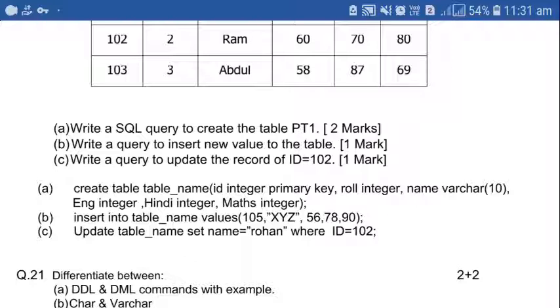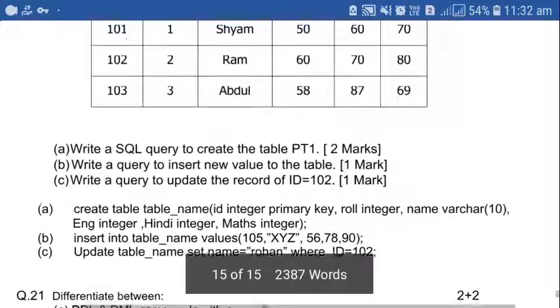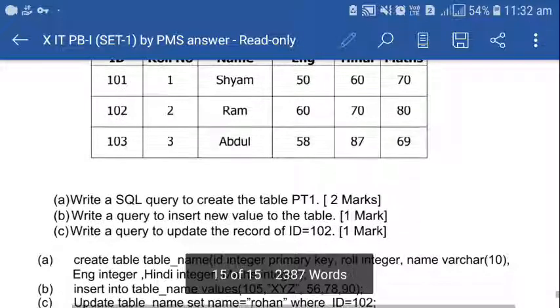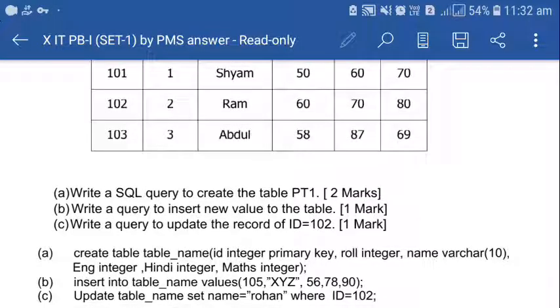So first, create table and write the table name, and under brackets: ID integer primary key, comma, roll is a field name, roll number, it is integer type, comma, and name varchar, and you have to write the length of the field also, that is 10, comma, English integer, Hindi integer, maths integer. So Hindi is the name of the field and integer is its data type. Finally, close the bracket, write the semicolon and then press the enter key.